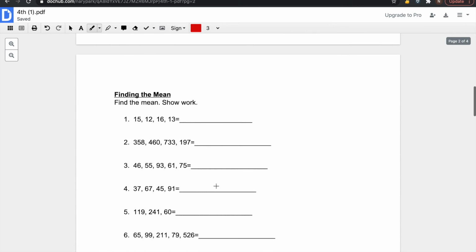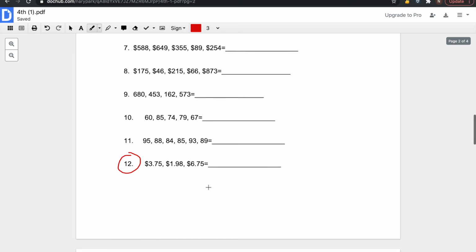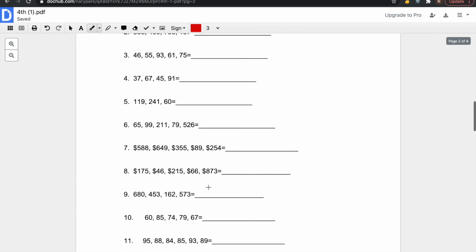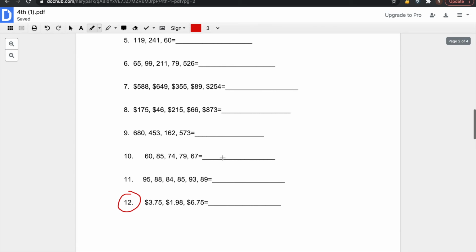We're going to move on to finding the mean now. Okay, let's do this one. This one, although it looks really complicated because there's dollar signs and decimals, do not worry. We're just trying to find the mean. Now, what is the mean? A mean is the middle value of a set of numbers. So to find the mean, we need to order the numbers from least to greatest.